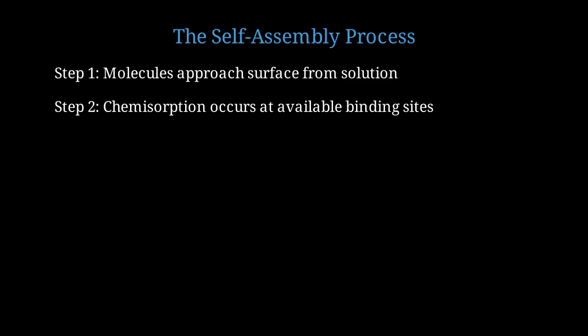Let me pose a question. How do these molecules go from a disordered solution to a perfectly ordered monolayer? Step 1. Molecules dissolved in solvent approach the gold surface. This can happen from liquid or vapor phase. Step 2. The sulfur head groups find available gold binding sites and chemisorb. This is the initial anchoring step.